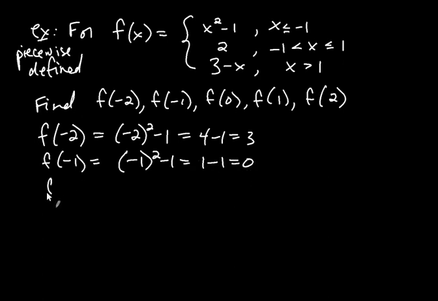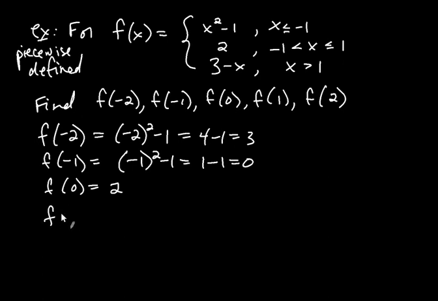Then moving on to f of 0. Well, let's see. Now, of course, 0 is between negative 1 and positive 1. So we want to use this rule. And this says that the function in this interval is always equal to 2. F of x is 2 anytime x lies between negative 1 and 1, inclusive. So in other words, when x is 0, f of x is just equal to 2. There's nowhere to put x. The function is constant over that interval.